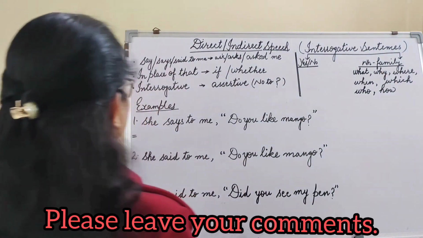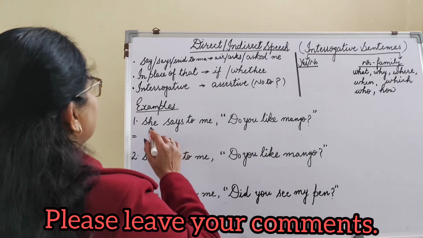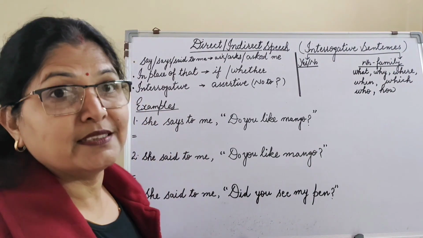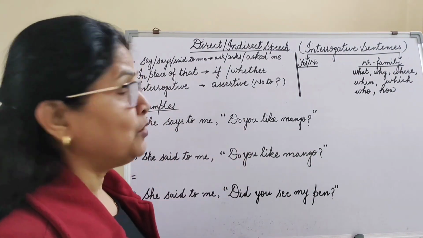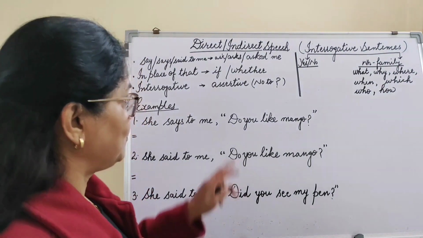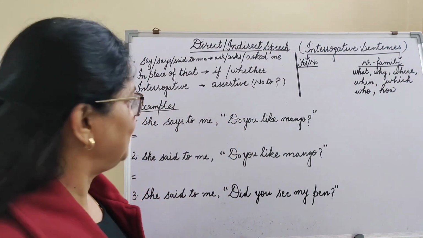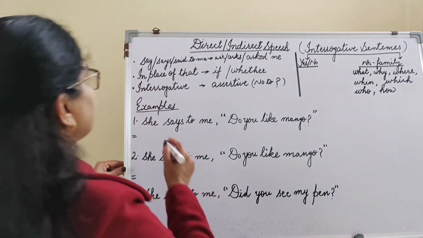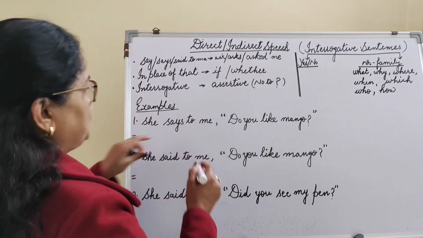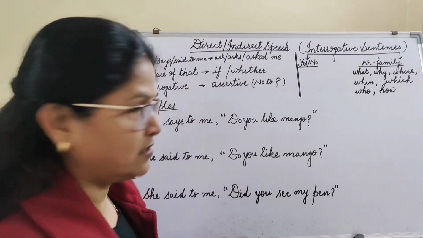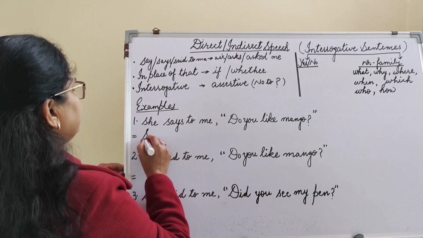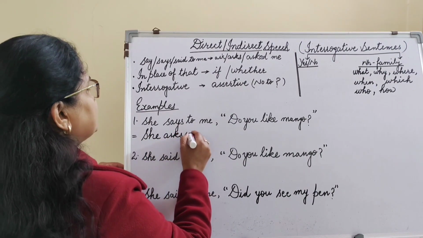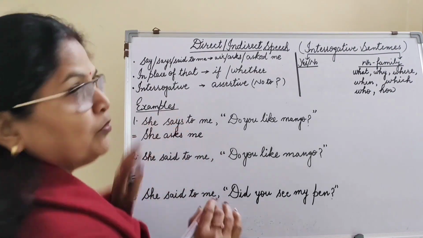So let's try. The first example is, she says to me. She says to me. It's in present tense. And question is, do you like mango? So here as question is being asked. तो यहाँ पे हम she says to me या she says me नहीं बोलेंगे. क्या बोलेंगे? She asks me. Says will change into asks. So what we will write? She asks me. Remember, to will be removed.